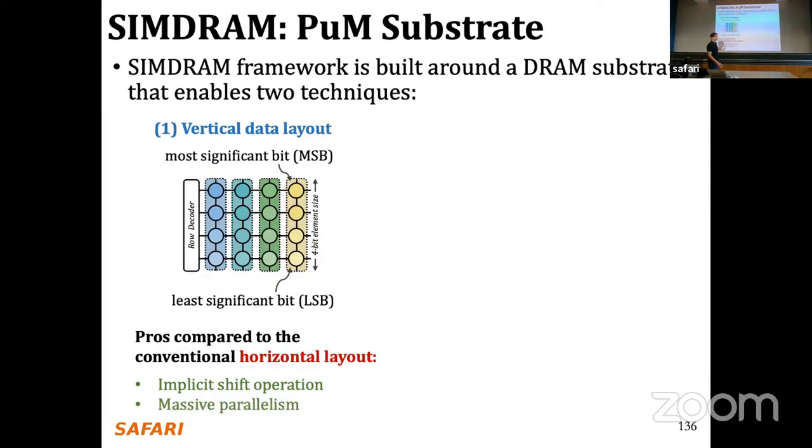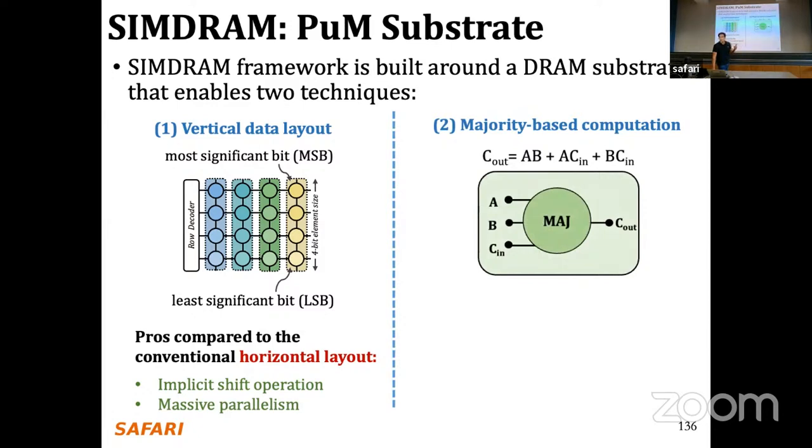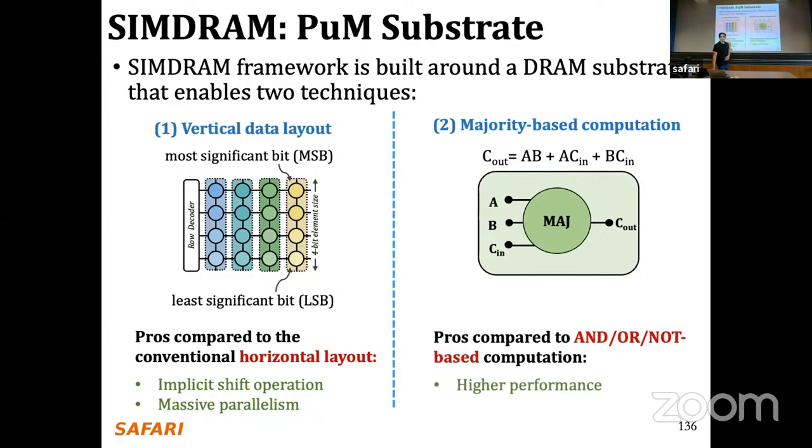And it enables massive parallelism because all bit lines now become a SIMD lane. And the second technique that SIMDRAM is based on is majority-based computation. Instead of using AND, OR, and NOT, which are a functionally complete set, we are going to use majority and NOT, which are also functionally complete. And this choice of the logic set that we are going to use provides higher performance, higher throughput, and lower energy consumption in this kind of substrate. Why is that?